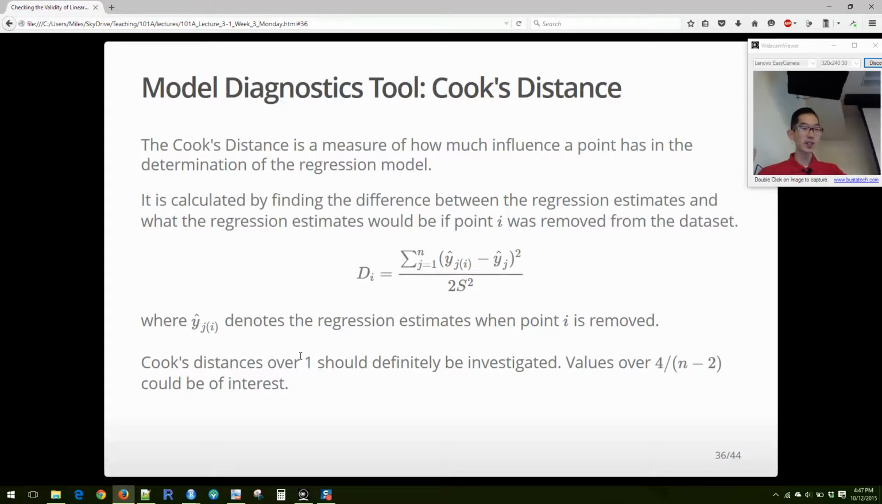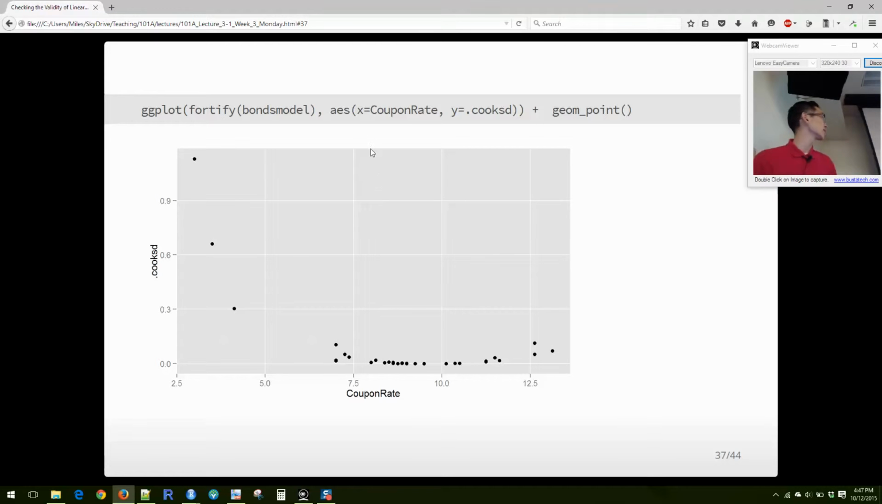There are rules of thumb again. A Cook's distance over 1 is a big deal, and values over 4 divided by n minus 2 are also probably large. That will probably be something like 0.5 or 0.4, depending on how many data points you have. But every now and then you get a Cook's distance of more than 1, and that's very interesting. Here's our Bonds model again with the 3 data points, and we can graph Cook's distance. Using the fortify function, we get the .cooksd column, and we see this one is bigger than 1. So this one's really significant, and these ones also have very high Cook's distances. So these 3 points had significant impact on the determination of the regression model.